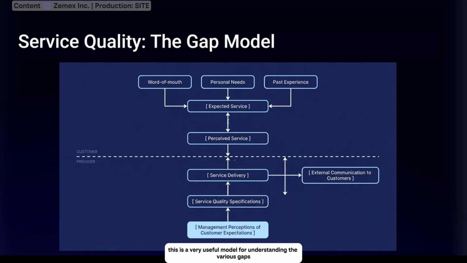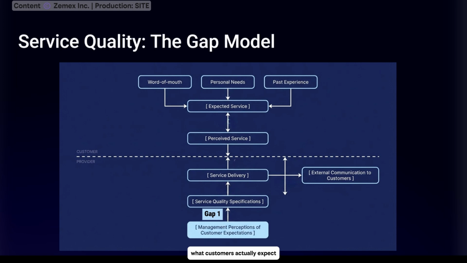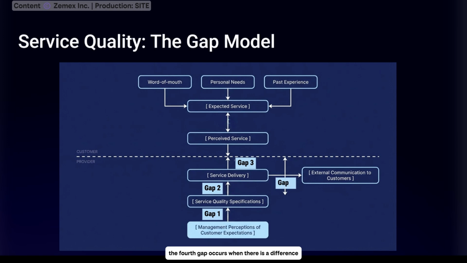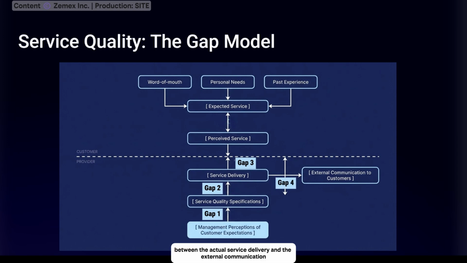This is a very useful model for understanding the various gaps that customers may face in the service delivery process. The first potential gap occurs between the customer's expected service and management's perception of those expectations. This happens frequently because service providers may misunderstand what customers actually expect. The second gap occurs when service providers set service quality specifications based on their own perceptions of customer expectations, which may differ from the actual expectations. The third gap occurs when the service delivered does not match the service quality specifications. The fourth gap occurs when there is a difference between the actual service delivery and the external communication to customers.